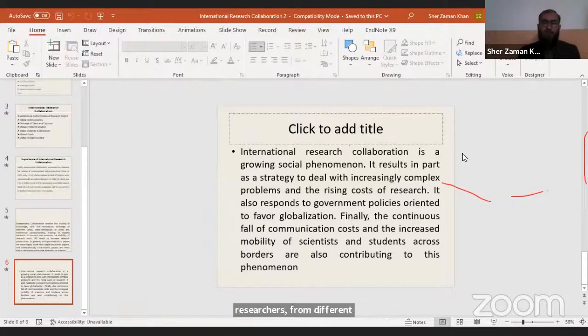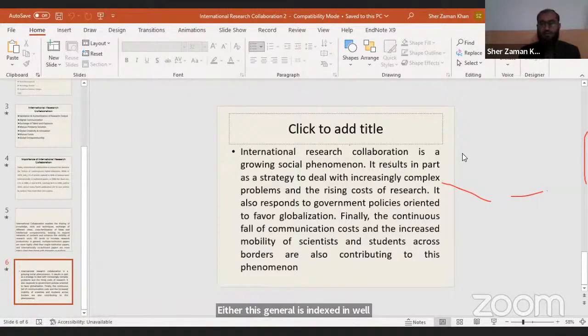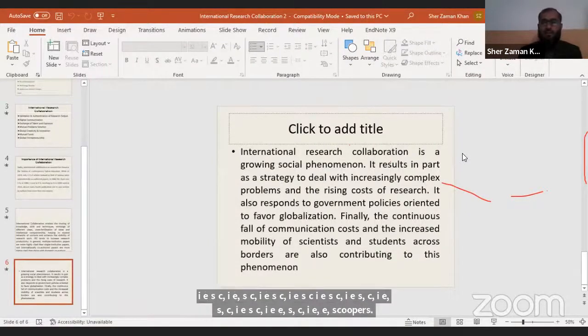So for publishing a paper in a high impact factor journal, we should keep in mind some key factors. For example, the authenticity of the journal: whether this journal is indexed in well-reputed indexes or not. Means if it is indexed by SSCI, SCI, SCIE, ESCI, EI, Scopus, Web of Science, etc. I call these words a bit quickly.